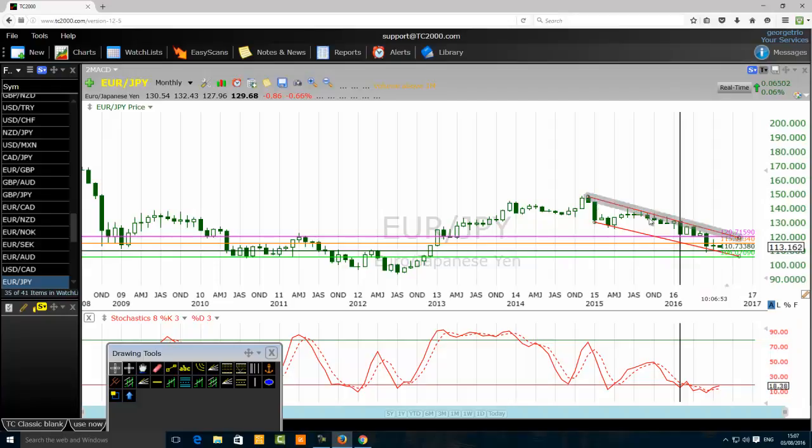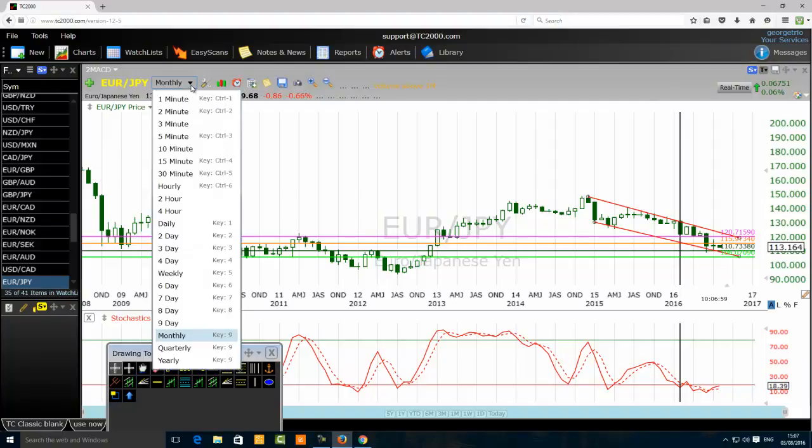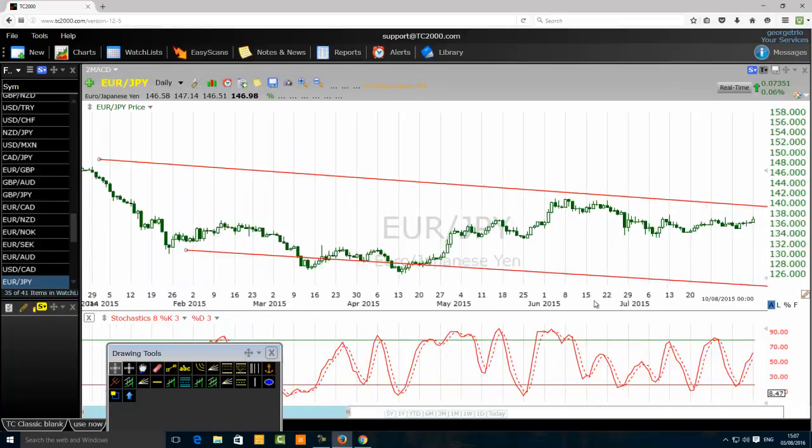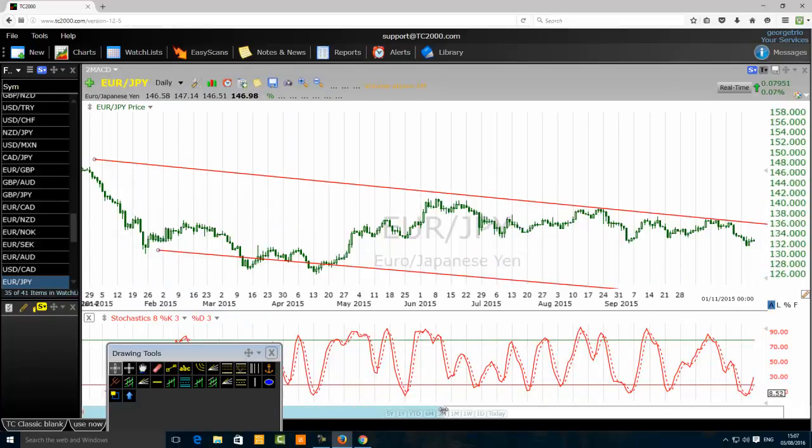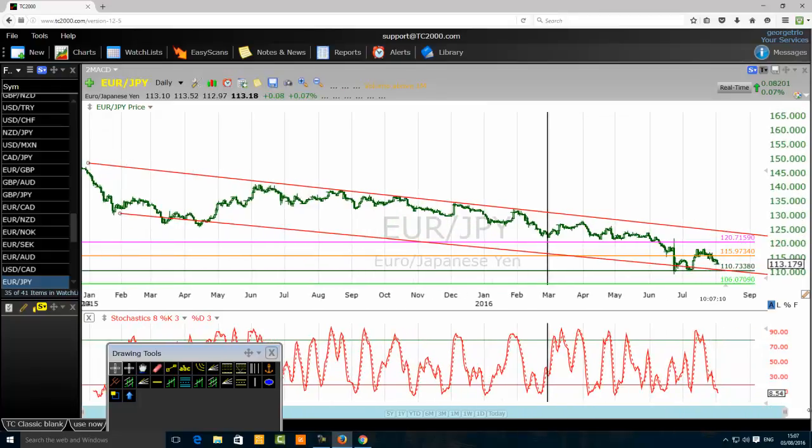Please be aware of the declining channel is still in place, the price approaching the lower part of the consolidation. Leaving those lines on my charts, I will go now to the daily chart. So from the monthly chart, we go to the daily chart. You can see what is happening here.